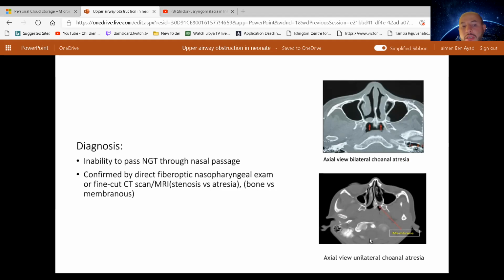The definitive diagnosis, and usually if surgery is needed, is by CT scan or MRI, especially to differentiate between bony versus membranous or bony-membranous, stenosis versus atresia. So you can see here the axial view of bilateral choanal atresia. You can see it's bone, complete obstruction. Versus on this side it's still open here, and you can see here it's bone and then membranous.